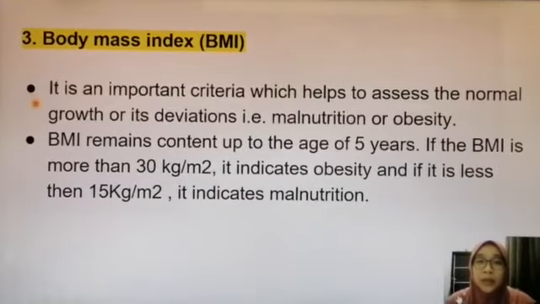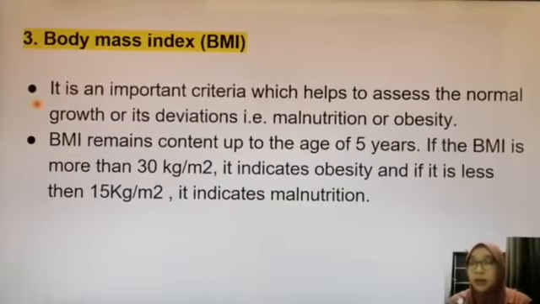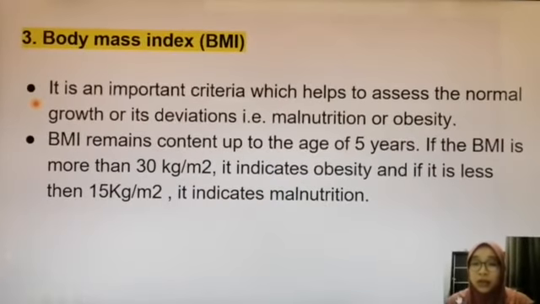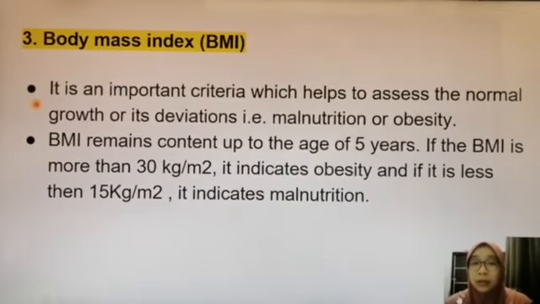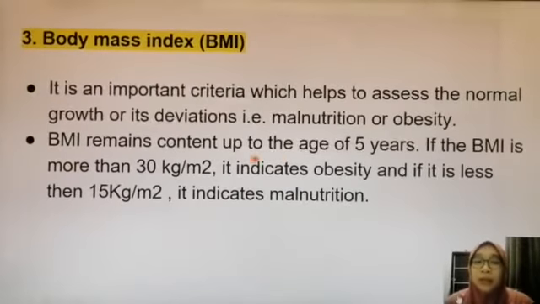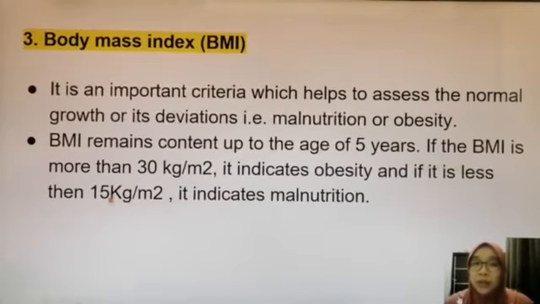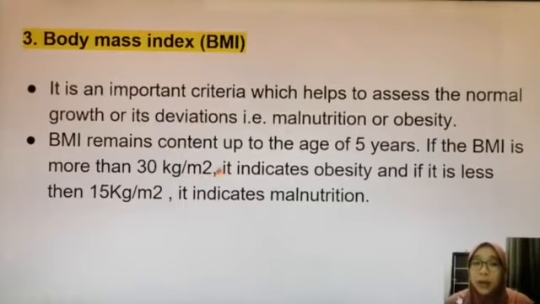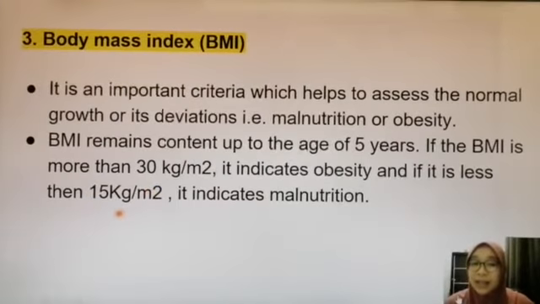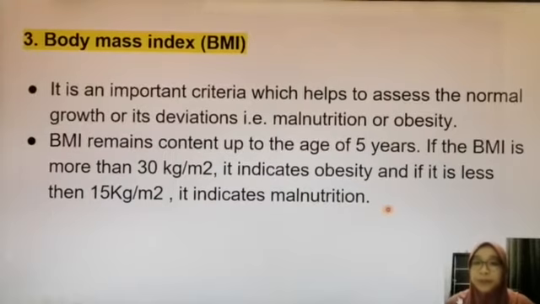BMI. Body mass index is an important criterion which helps to assess normal growth or abnormalities, which are malnutrition or obesity. We can detect this condition using BMI. BMI content up to the age of 5 years old. If BMI is more than 30 kg per meter square, it indicates obesity. But if the BMI is less than 50 kg per meter square, it indicates malnutrition.